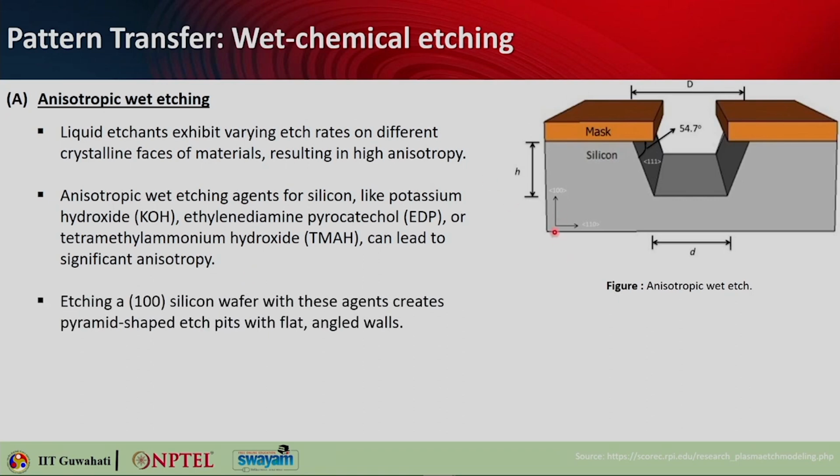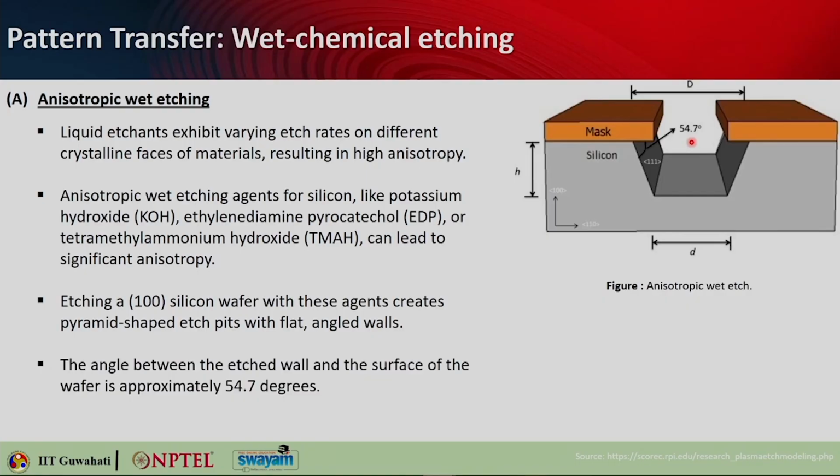So, here you can see that you are planning to etch a 100 silicon wafer with this kind of etching agents, and they create pyramid-shaped etch pits which have flat and angled walls, and typically this angle is around 54.7 degrees. Okay. So, as you can see, this is the angle between the etched wall and the surface of the wafer.